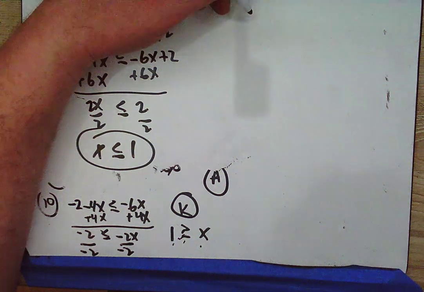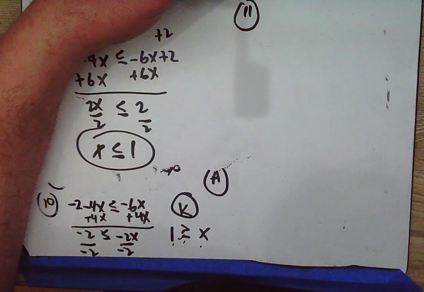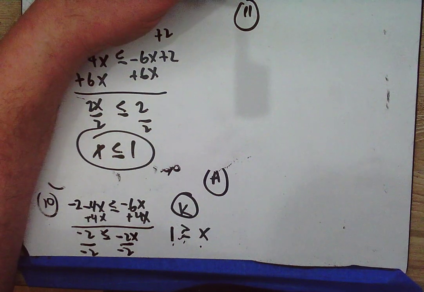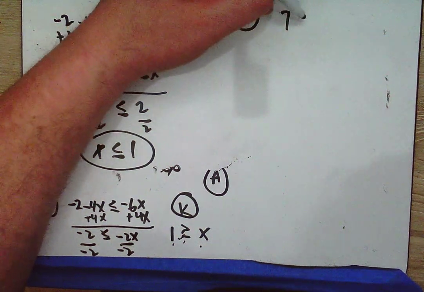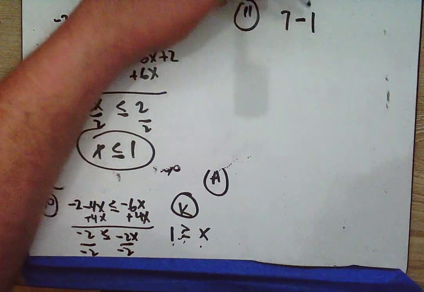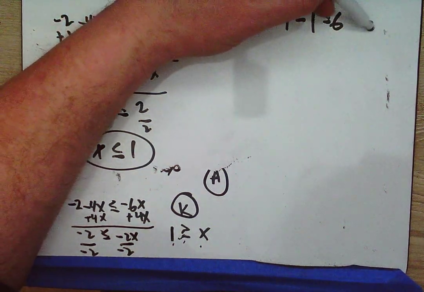All right, what's next? 11. What's the length of the unit side BC in the diagram below? Well, since BC is a horizontal line, I can just take the furthest x value and subtract the nearest x value to get a length of 6, which is choice C.